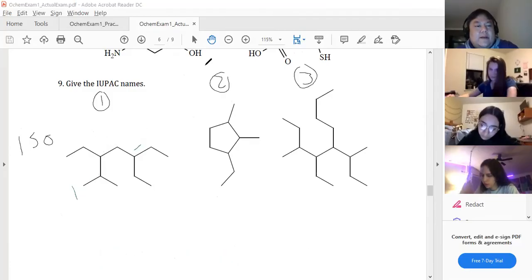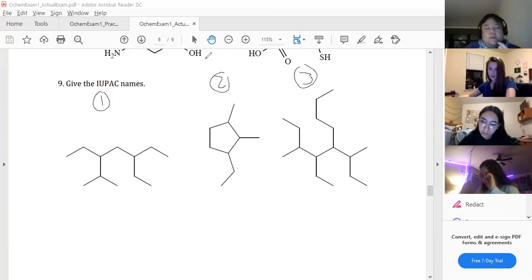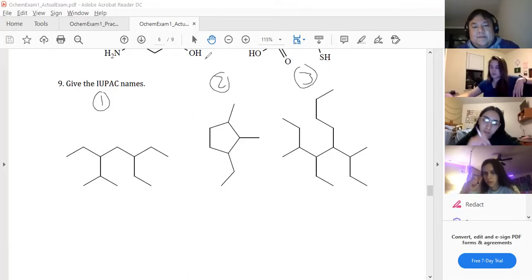So when we have a ring and a chain, which one takes priority? The ring. The longest one. So do I have more carbons in the chain or more carbons in the ring? In the ring. Because I have 2, 1, and 1 in the chain, and in the ring there's 5. So what should I call the base name for this? Cyclopentane. Cyclo, because it's a ring, and there's 5 carbons, pentane.